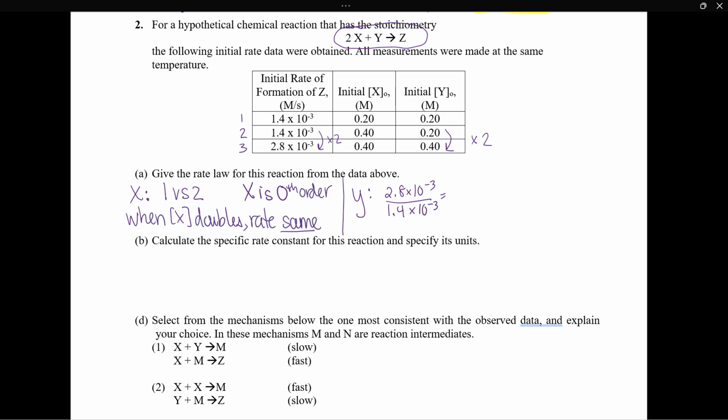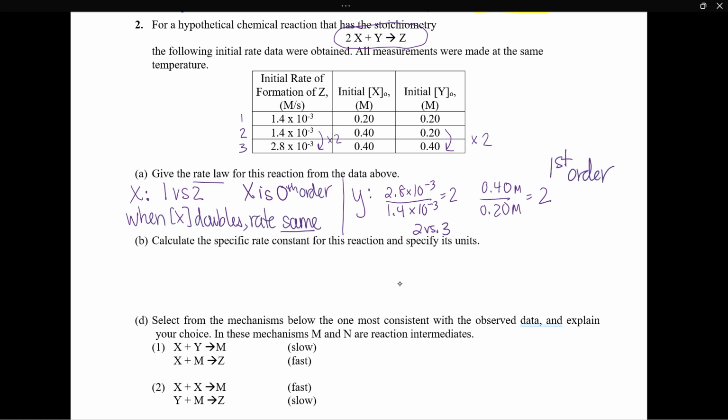So 2.8 times 10 to the negative 3 divided by 1.4 times 10 to the negative 3, that's 2 times bigger. If I do the same thing with the concentrations, 0.4 molar divided by 0.2 molar, that's also 2 times bigger. So when I double the concentration, the rate also doubles, and that is consistent with being first order. I kind of ran out of space here, and that's comparing experiments 2 versus 3.